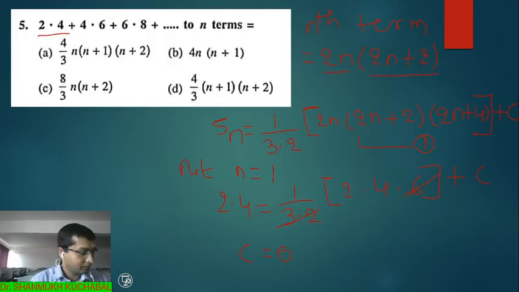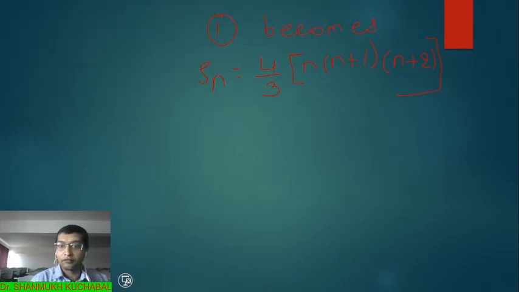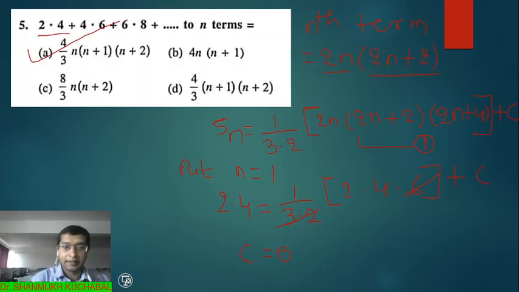In this equation 1 we have to substitute the c value, therefore equation 1 becomes Sn equal to, substituting c equal to 0, we get 4 by 3. On simplifying, n into n plus 1 into n plus 2. So this is our answer. Therefore it is 4 by 3 n into n plus 1 into n plus 2. Therefore option A is the right answer.